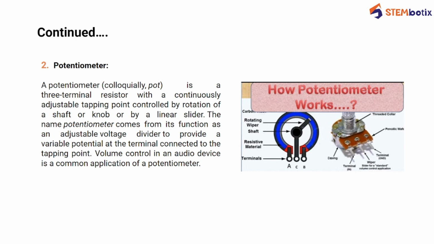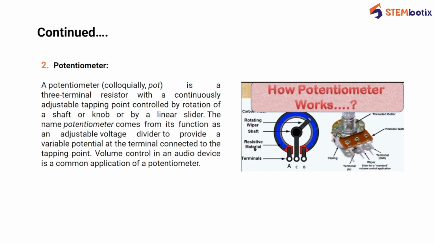And the second one is potentiometer. A potentiometer is a three terminal resistor with a continuously adjustable tapping point controlled by rotation of a shaft or knob or by a linear slide. The name potentiometer comes from its function as an adjustable voltage divider to provide a variable potential at a terminal connected to the tapping point.